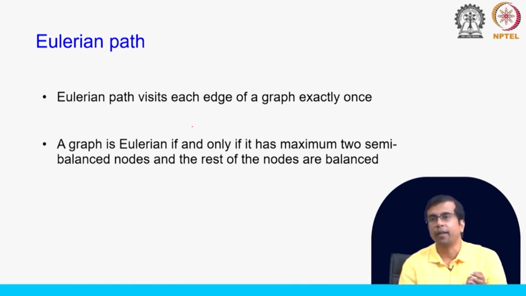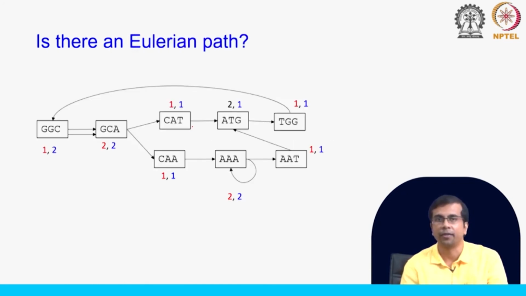So, with this in mind, now let us move to our graph and see whether we can find an Eulerian path, whether this condition is satisfied, which will tell us whether such a path will exist. Then we try to find the Eulerian path, because if we can find it, we will get to derive the reference genome sequence.